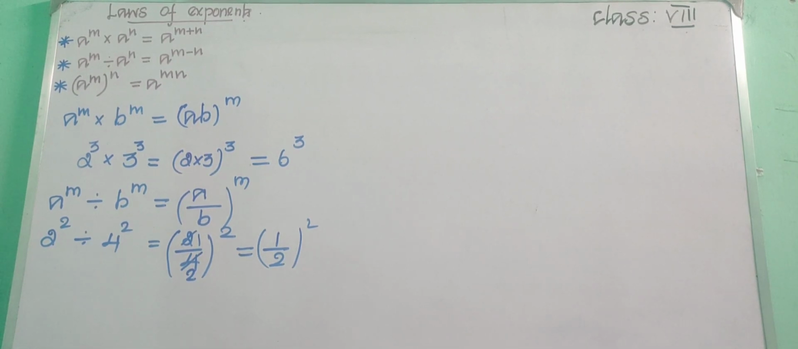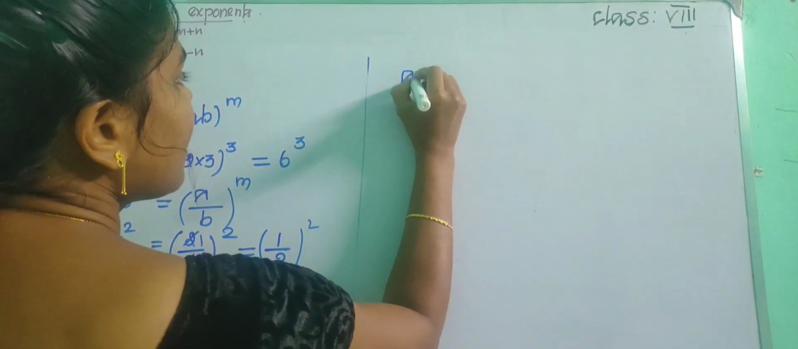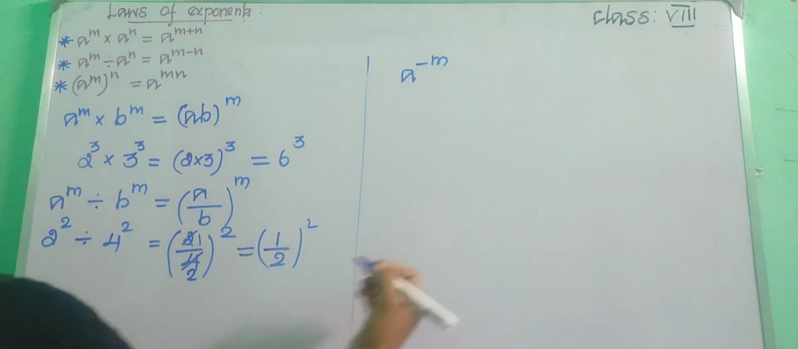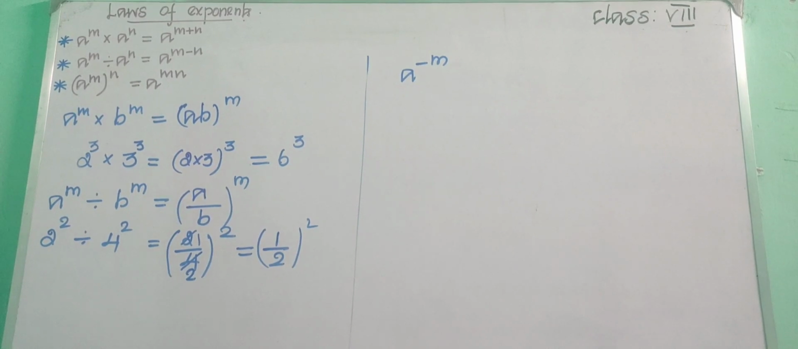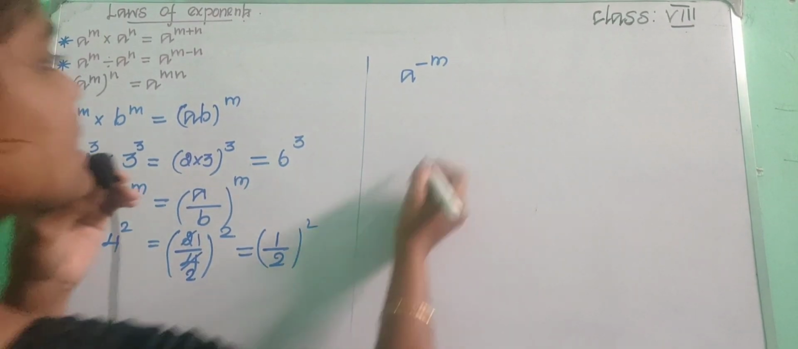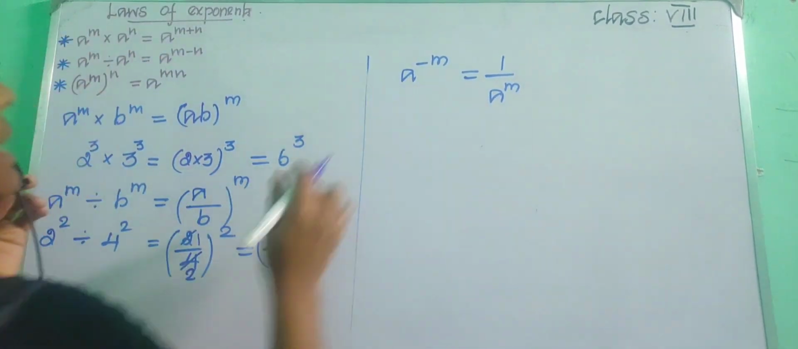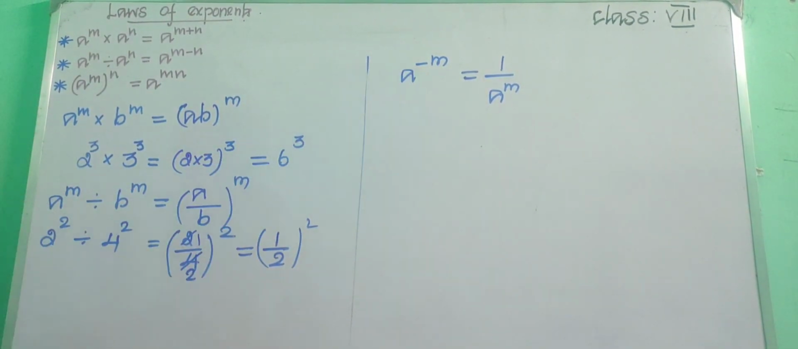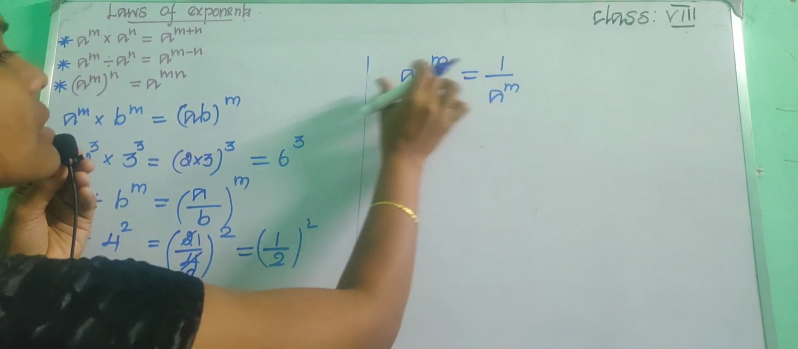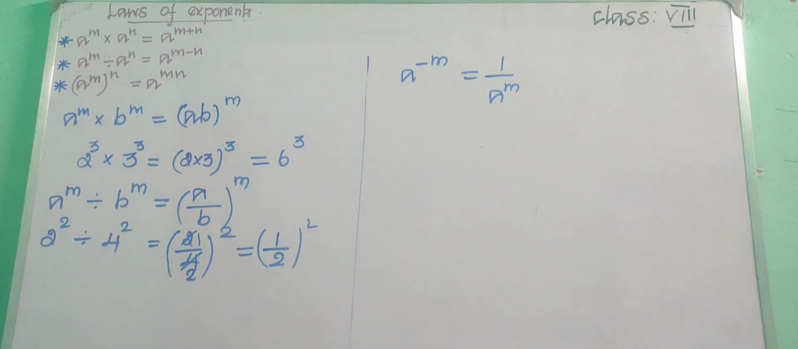Okay, children, and the next rule is, if you have A power minus m, how will you write? We can write it as 1 by A power m. If the power is a negative number, we can bring it down to the denominator and change the sign.